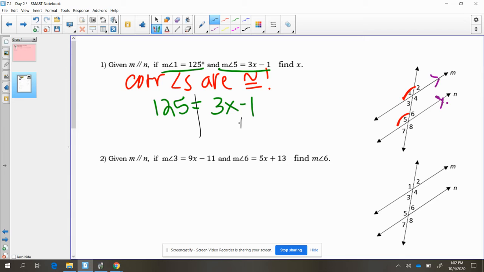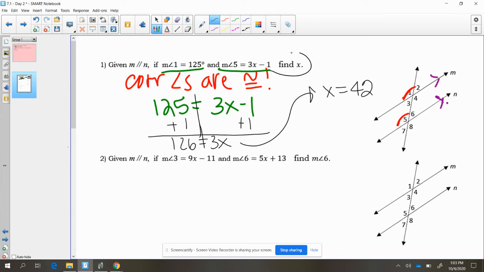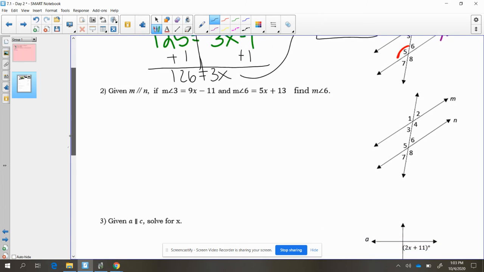So everything's condensed down on both sides, so we can start moving stuff across by using addition. So we have 126 equals 3x, and then 126 divided by 3 is 42. And this question just wanted us to find x, so we get our final answer there of x equals 42.